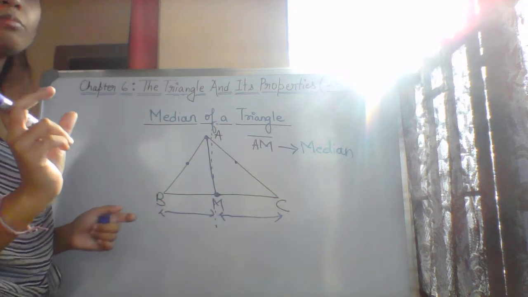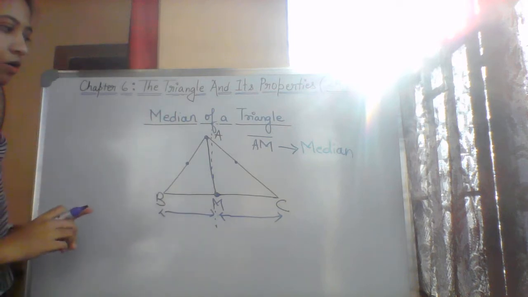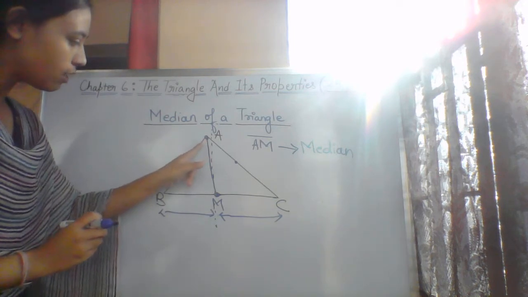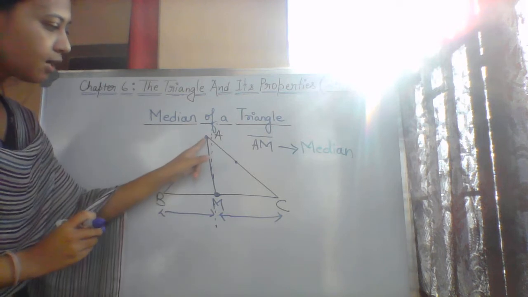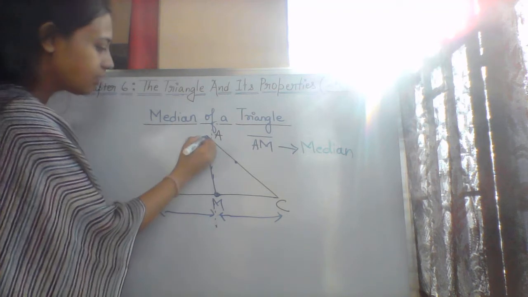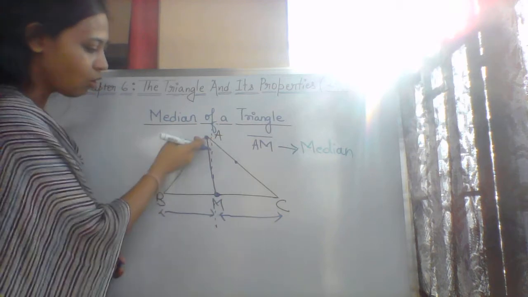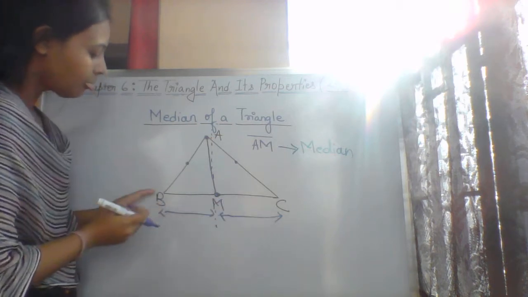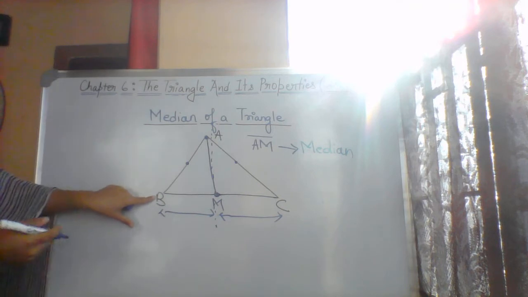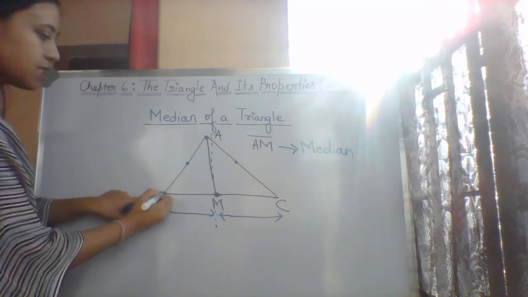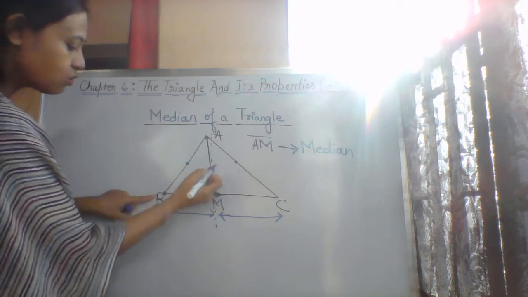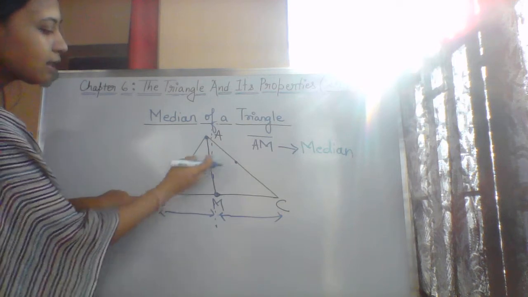The opposite side is very much important. So we cannot join A to this point, because for vertex A, the opposite side is BC. What is the opposite side of vertex B? AC. So what median can we get for this?